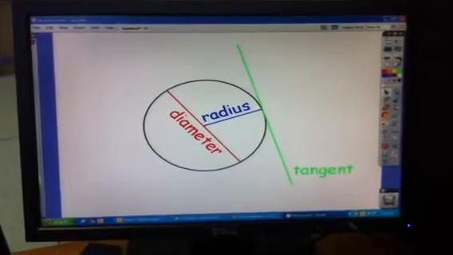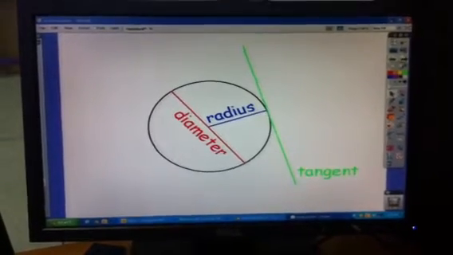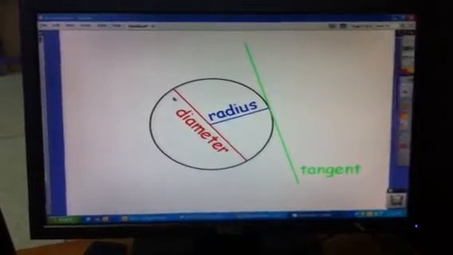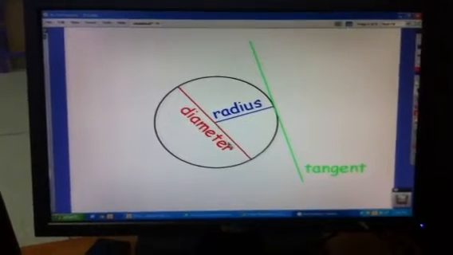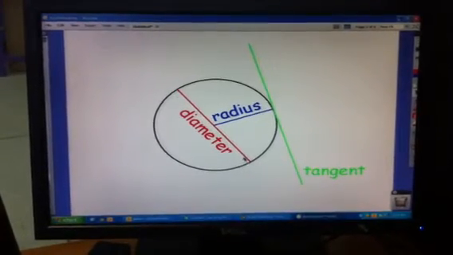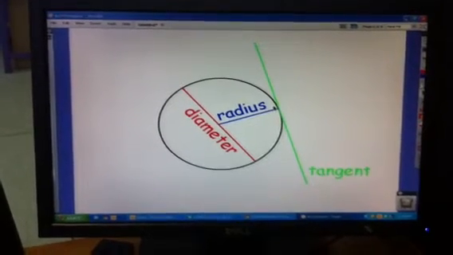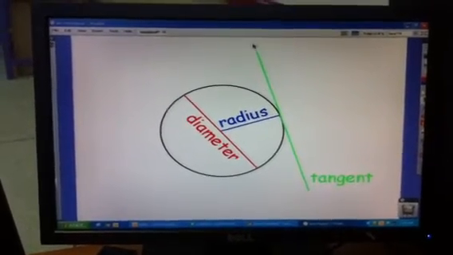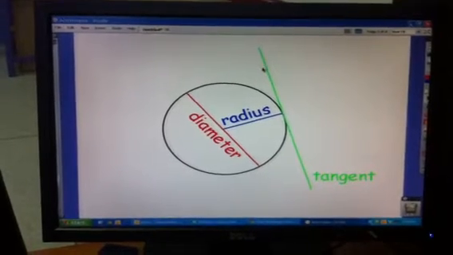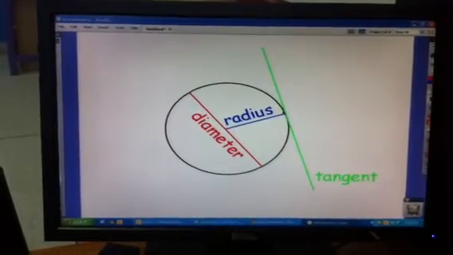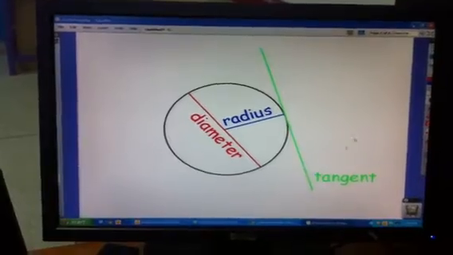So first, let's remember a few words to do with circles. This red line here, going from one side to the other through the center, is the diameter. This blue one, from the center to the edge, is the radius. And this green one, that's outside the circle and just touches it once, is called a tangent.